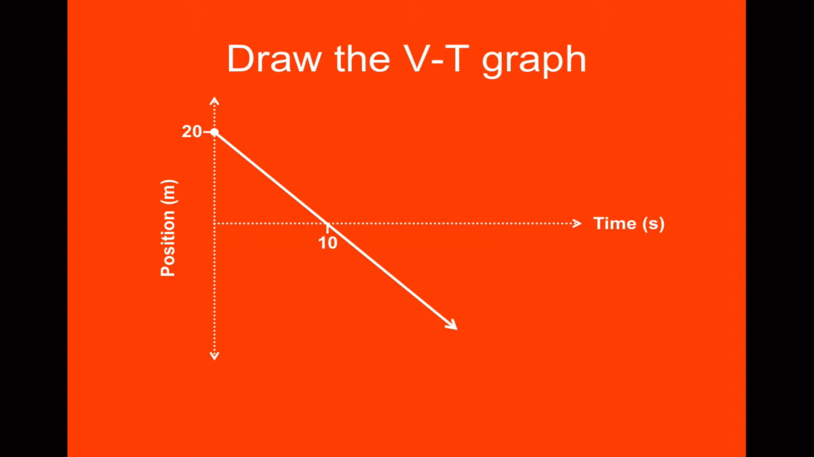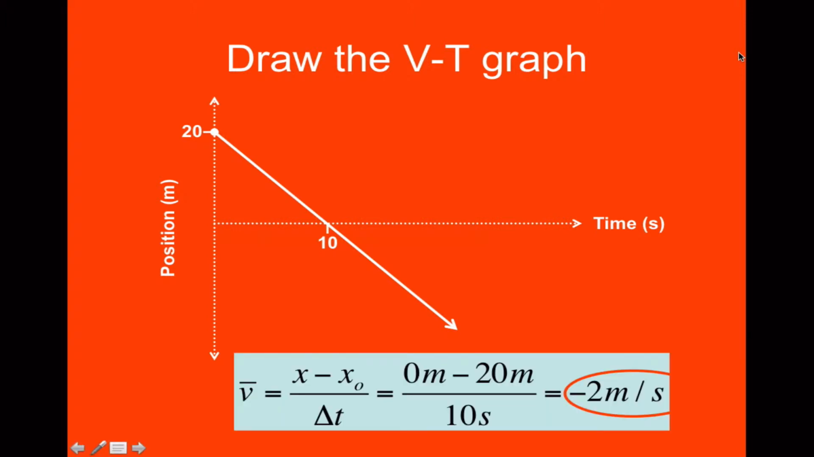Here's another one. So we want to draw the corresponding velocity time graph. Well, it's another object traveling at a nice constant velocity. A straight line in a position time graph indicates a constant velocity. This thing goes down 20 units, right? It starts at +20. 10 seconds later, it's at 0. So we can see that its slope is -2. And that means its velocity is -2.